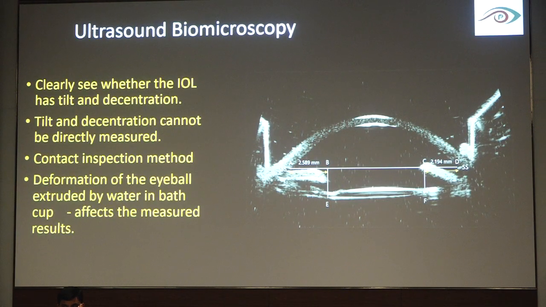Coming next, you upgrade to UBM. With UBM, you can get the degree of decentration, but you are again using a coupling medium, and the eyeball can be deformed, so that is again going to alter your value. So you cannot know the exact degree of decentration or IOL tilt by UBM. You can definitely make out whether there is a tilt or a decentration there.